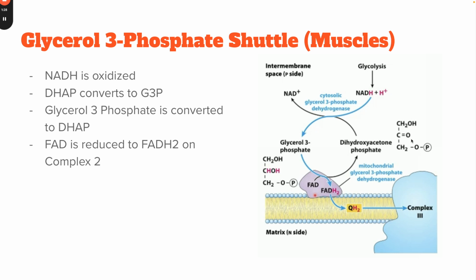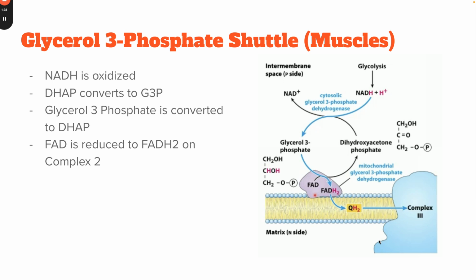And then the other one is the glycerol 3-phosphate shuttle. This mainly happens in muscles. Here our NADH is being oxidized back into NAD+, and we have our DHAP, which is from glycolysis. That's going to be converted to G3P, glycerol 3-phosphate. Once it's in the glycerol 3-phosphate form, it can basically be transported. In that process, we have our FAD being reduced to FADH2, and that's going to be at complex 2. Then we transfer electrons to ubiquinone to generate QH2, and then we can proceed again with complex 3.